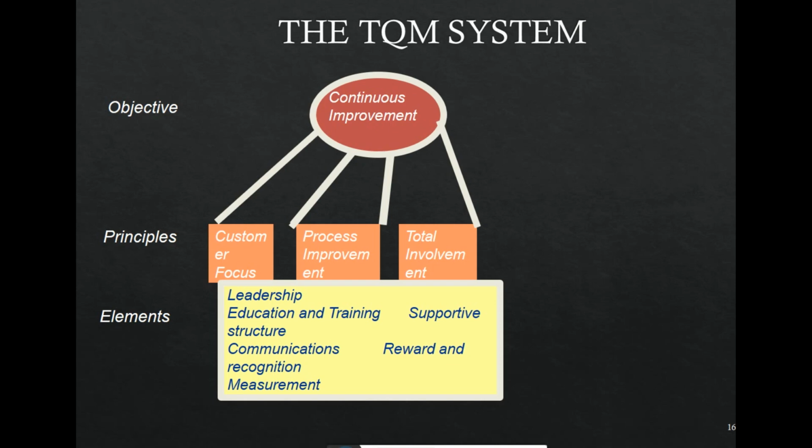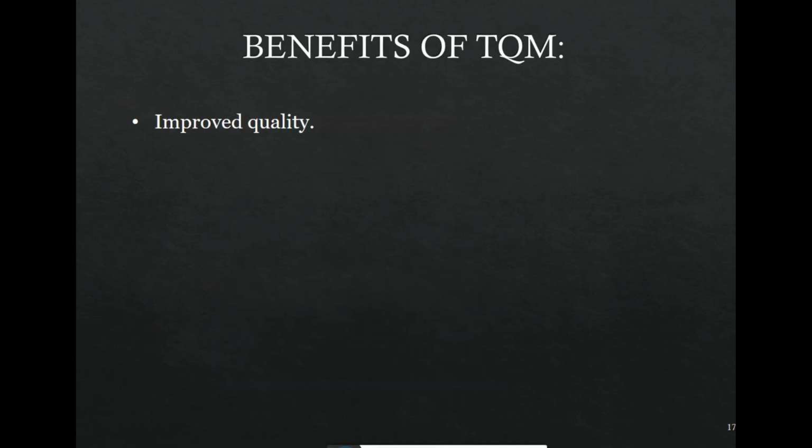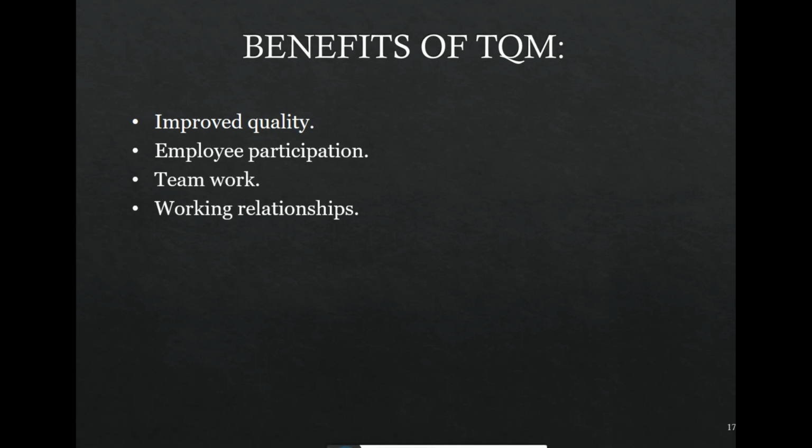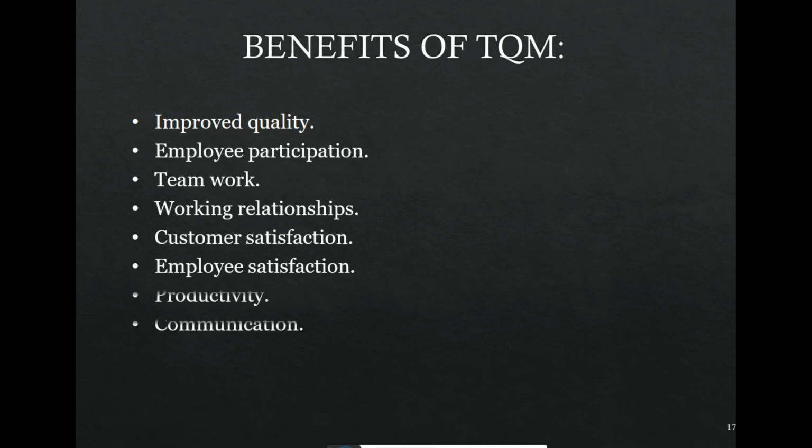The benefit of total quality management is improved quality. This is the main goal of total quality management, along with employee participation. The employees would participate to improve the quality. If the employees participate, the team would be built, and it would lead to a working relationship. It would lead to customer satisfaction. When the customer is satisfied, then definitely the employee would be satisfied. The productivity would be increased. The communication would be a smooth flow. The profit would be increased, and definitely your market share would be high.